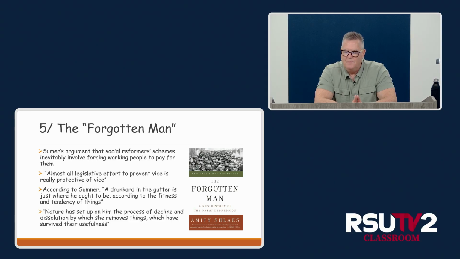According to Sumner, a drunkard in the gutter is just where he ought to be, according to the fitness and tendency of things. Nature has set up upon him the process of decline and dissolution by which she removes things which have survived their usefulness. In essence, this is a man describing other human beings as useless, as beneath his attention.